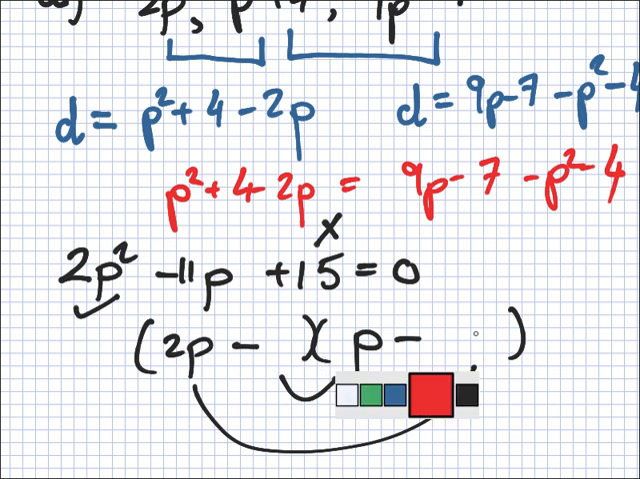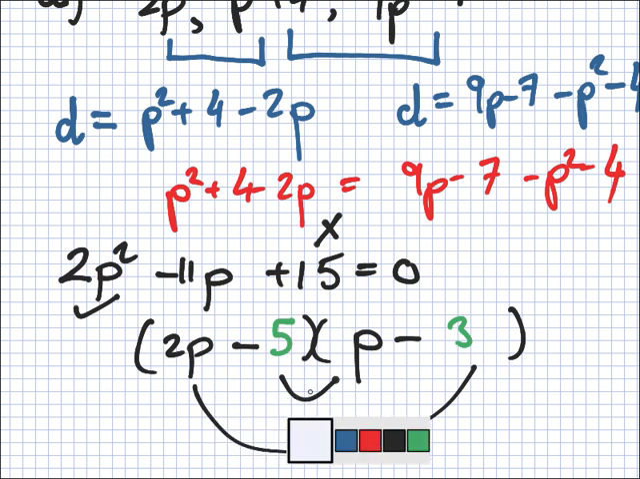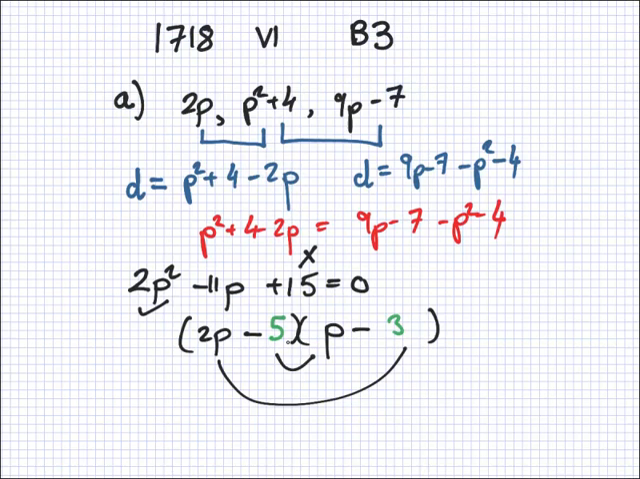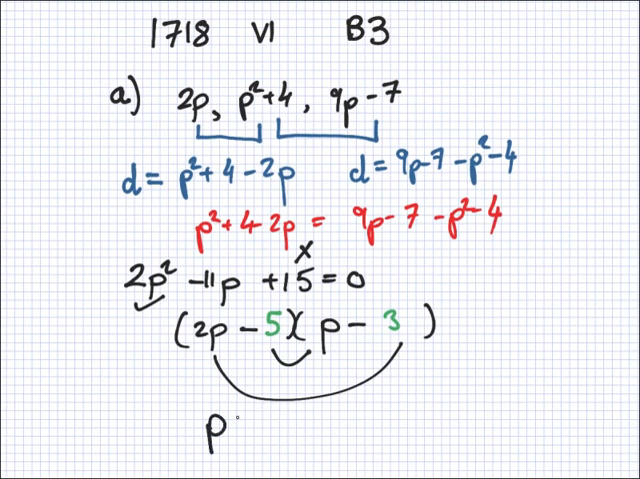Let's see what happens. So we'll put 3 here and 5 here. Now this actually doesn't work, because 2 times 5 is 10, and this is 3, so the total there is 13. It's not going to work. So it's going to have to be the other way around, 5 and 3. So 2 by 3 is 6, and 5 by 1 is 5. 6 and 5 add up to make 11. So these are the factors, and we get here in the end p equals what and p equals what.